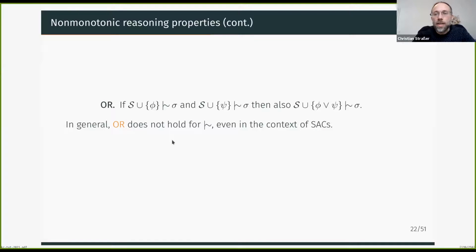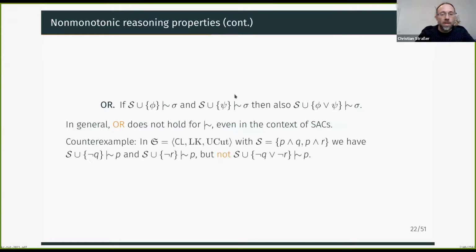Is it even stronger? Is it a preferential consequence relation? In that case, it would also have to fulfill this reasoning by cases principle. So if you can derive sigma from a set of information with phi and also from the set of information with psi, then you should be able to derive it from the set of information with phi or psi. So this is really an instance of reasoning by cases. And this doesn't hold. Here is a simple example.